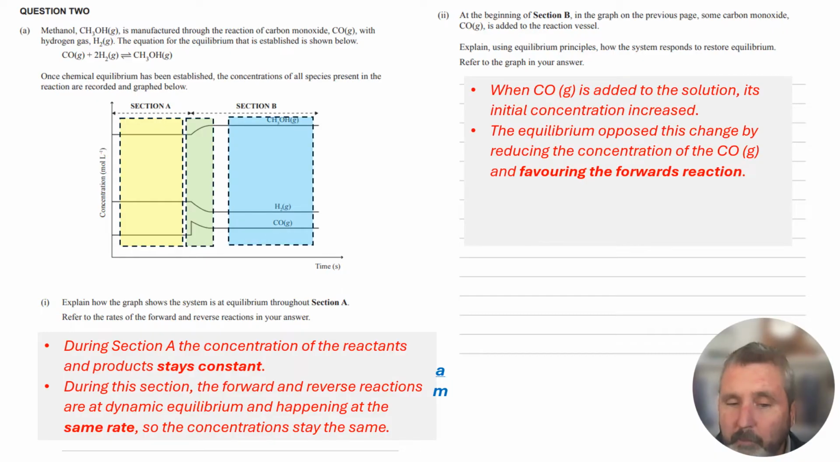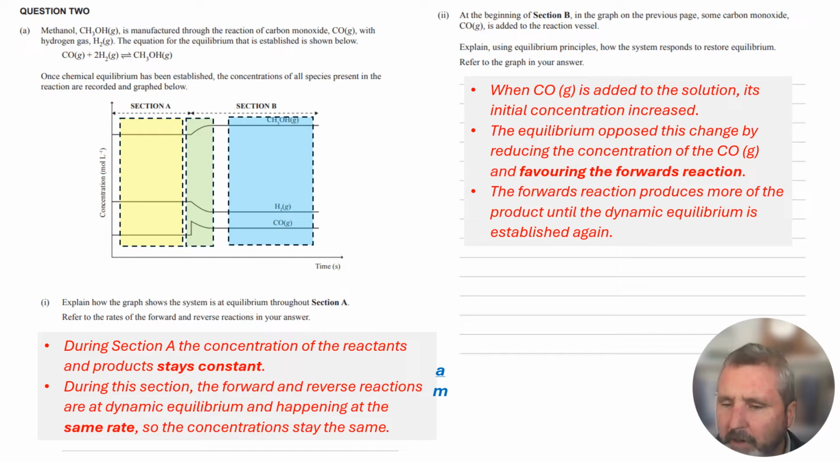In the blue bit, what has happened? Well, in the blue bit, we can see that all of the concentrations are constant again, and that's because in section B it's re-established the dynamic equilibrium again. So the forwards reaction produces more of the product until the dynamic equilibrium is established again. So if you can identify that it's been re-established, you get an achieved point. If you can link the forwards reaction to the decrease in the reactants, and that's what I did in the second part here, is that reducing the concentration in favor of the forwards reaction.